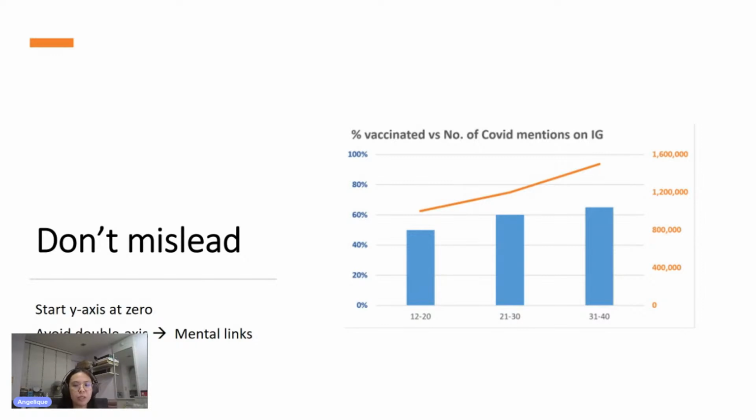The key question you want to ask yourself here is, by choosing what I do in my data visualization, am I making my message clearer, or am I actively manipulating and changing the message?